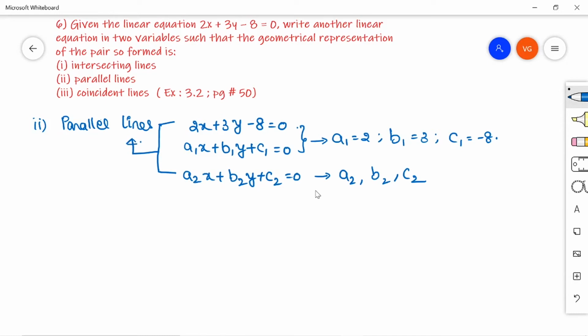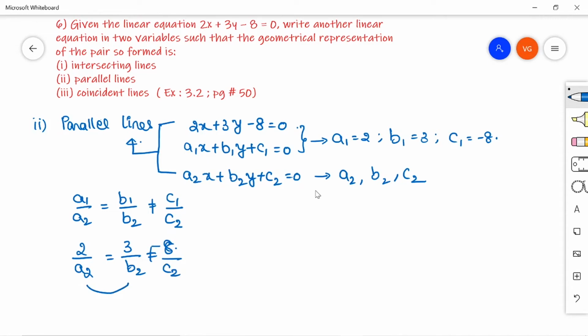So the condition for parallel lines, we know, is a1 by a2 should be equal to b1 by b2 but should not be equal to c1 by c2. We need to check two conditions here. So let us substitute the values: 2 by a2 is equal to 3 by b2 and should not be equal to c1 by c2, that is minus 8 divided by c2.